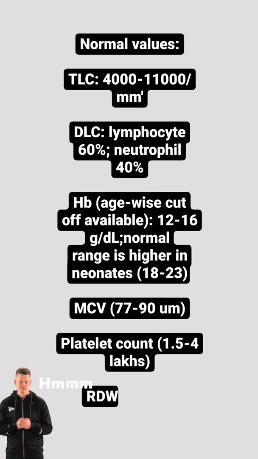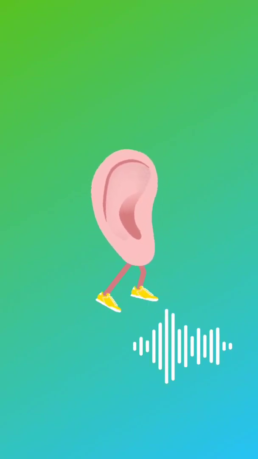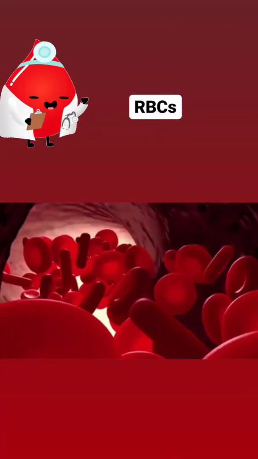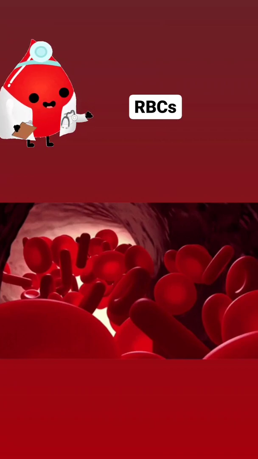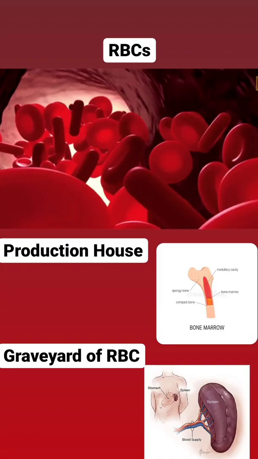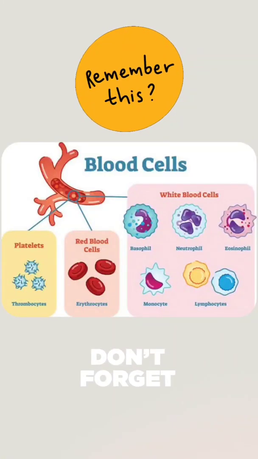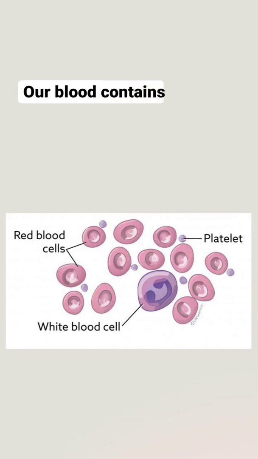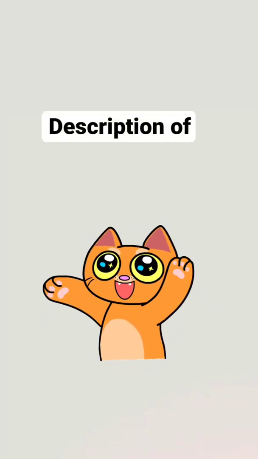This test is actually a measurement of the range in the volume and size of your red blood cells. Red blood cells move oxygen from your lungs to every cell in your body. So with that ratio, we are able to calculate whether the body has a sufficient amount of RBCs to provide oxygen to all parts of the body. And the last comes platelet count. So now the description of the report, guys.